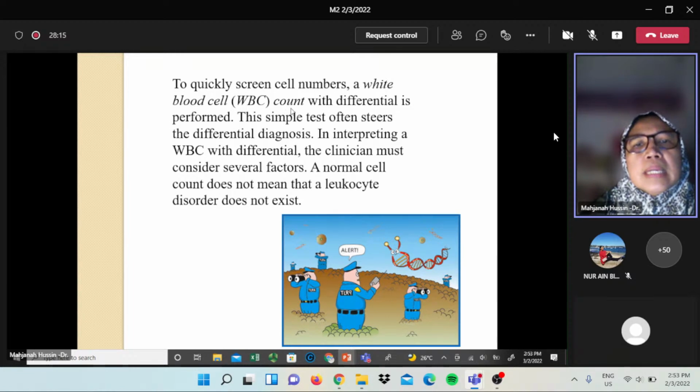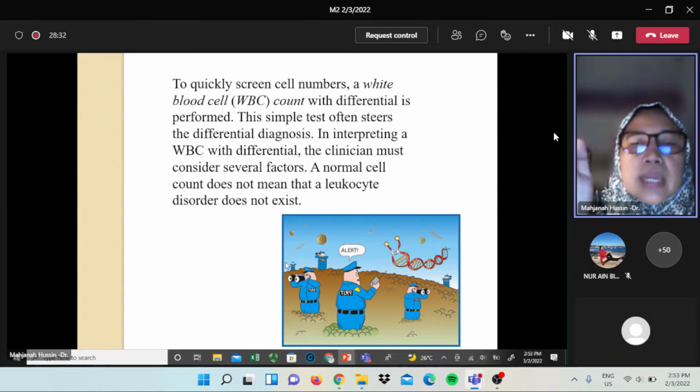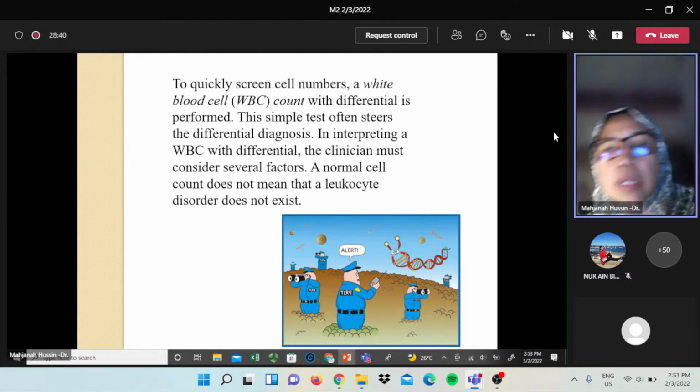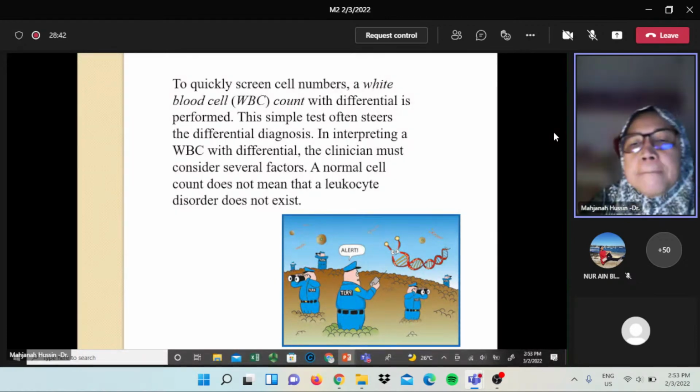The white blood cell count is a differential diagnosis. To interpret the WBC, the clinician must consider several factors. A normal cell count does not mean that a leukocyte disorder does not exist, because you need to know the standard. You need to know how much neutrophil is in a normal count, whether it's over or less.